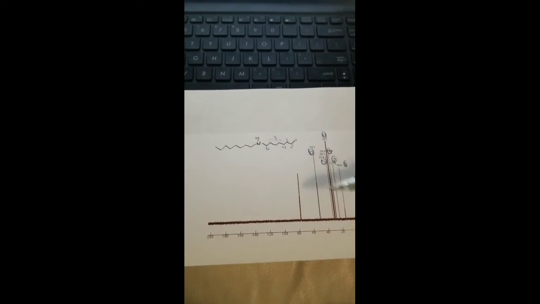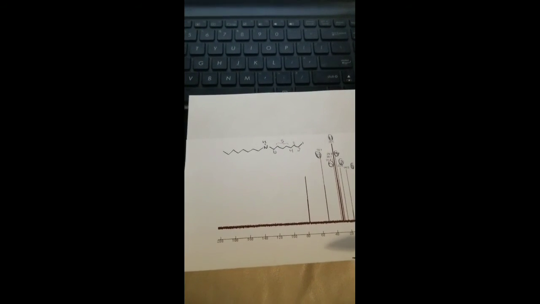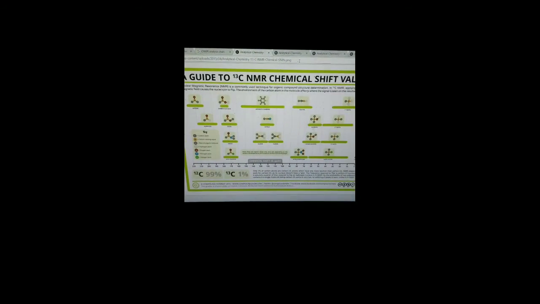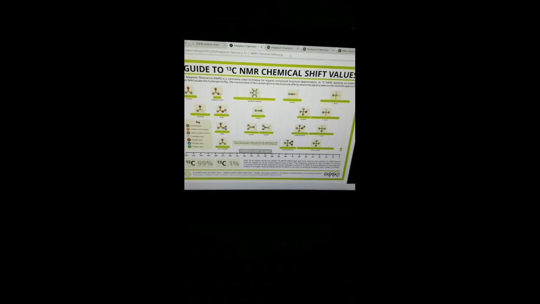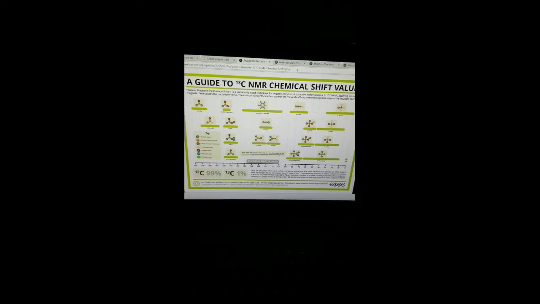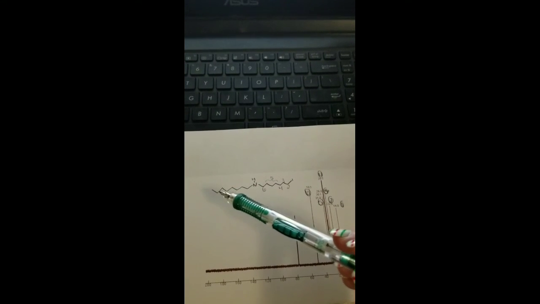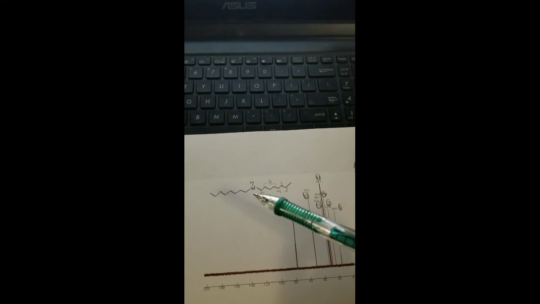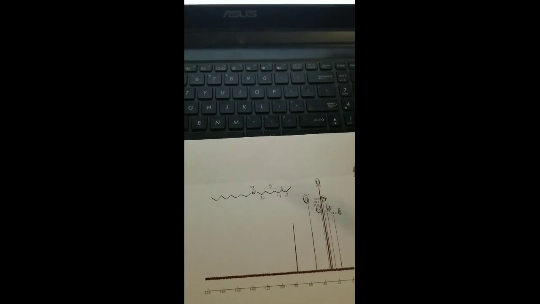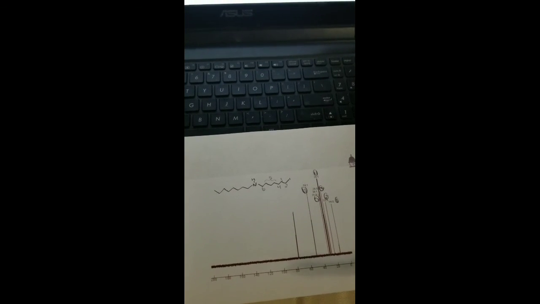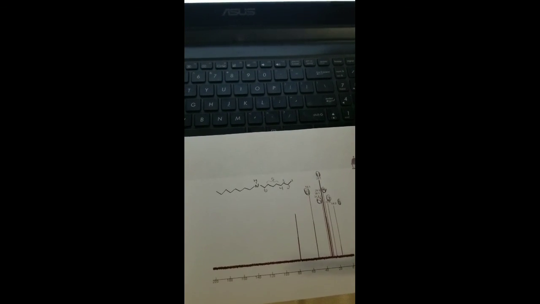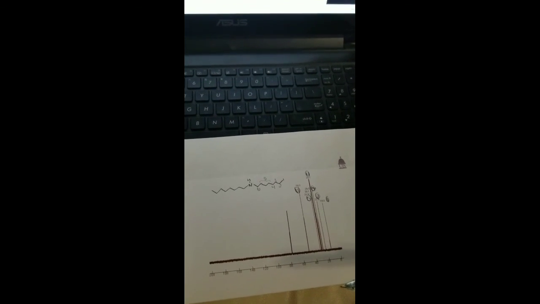To determine this, I used another chart that I found on Google. This is the chart, and really you can find one of these charts for carbon NMR, proton NMR, IR, and mass spec, and they're really helpful. And if you count it out, there are 16 carbons, 35 hydrogens, and 1 nitrogen. And that's how you use mass spec, IR, proton NMR, and carbon-13 NMR to determine the structure of a chemical compound.